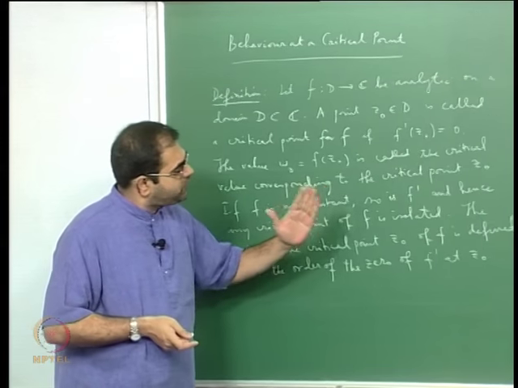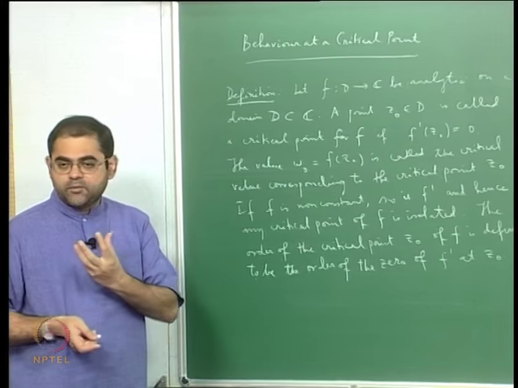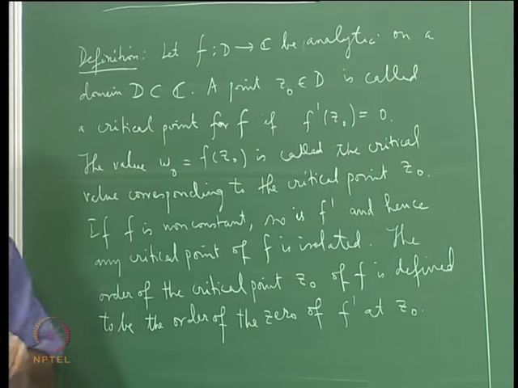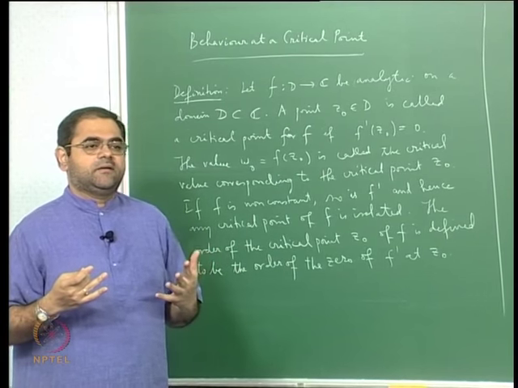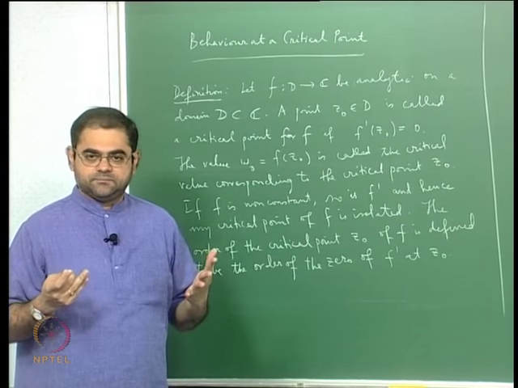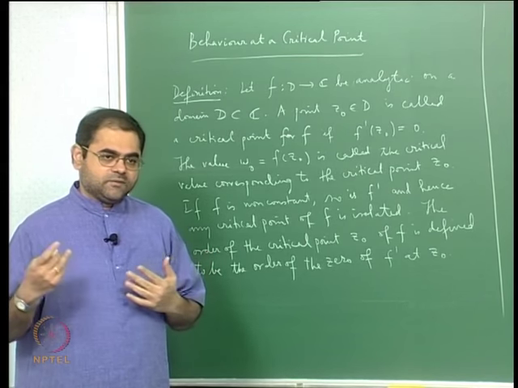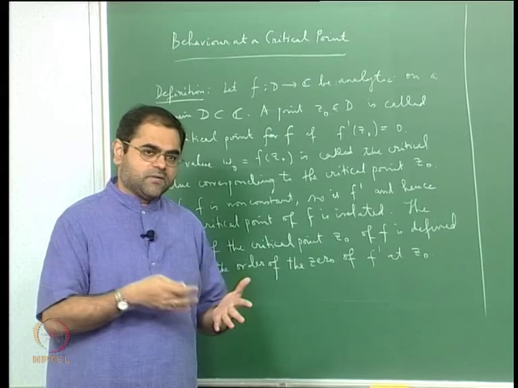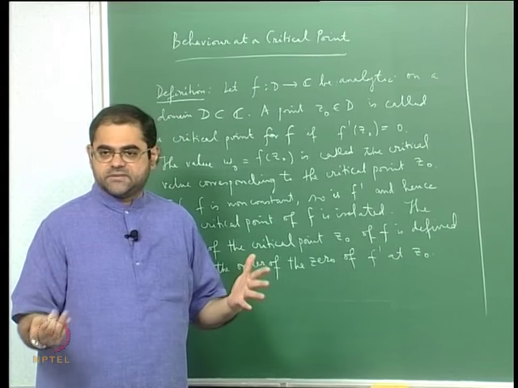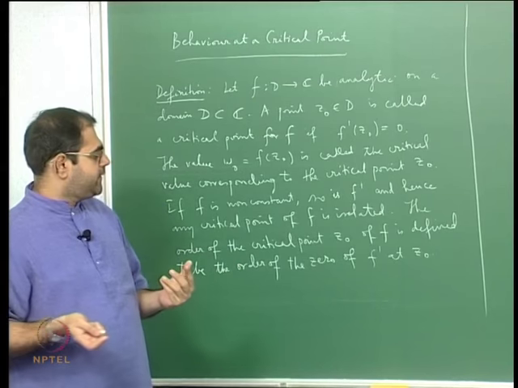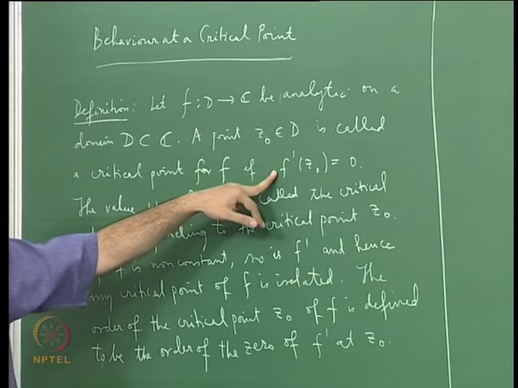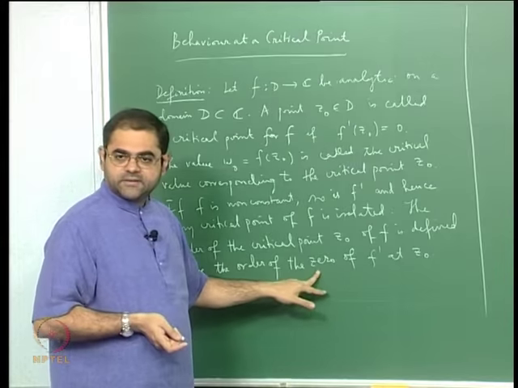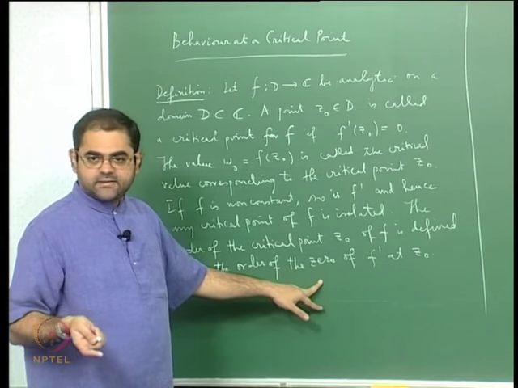But what we want is to study the behavior of a function in a neighborhood of a critical point, a point where the derivative is 0. The first thing I wanted to say is that the technique of studying this has always been trying to look at only zeros. The whole theme of the lectures so far has been to study only zeros of analytic functions, okay. Even when I study a critical point, I am studying the zero of an analytic function, namely the zero of the derivative, which also is an analytic function, okay.